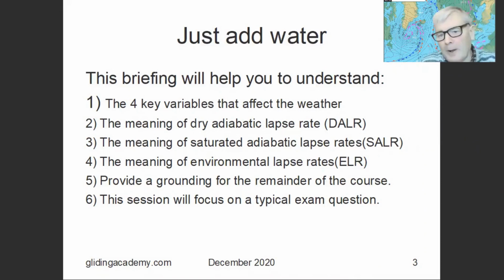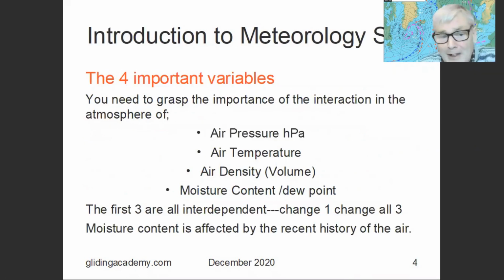In this briefing, we're going to talk about the 4 key variables that affect the weather, and we will also look at what we mean by dry adiabatic lapse rate, saturated adiabatic lapse rate, and environmental lapse rates. And I'm hoping that this will give you a really good grounding for the remainder of the MET course. This session itself will focus on a typical exam question, so that might give you a bit of a head start.